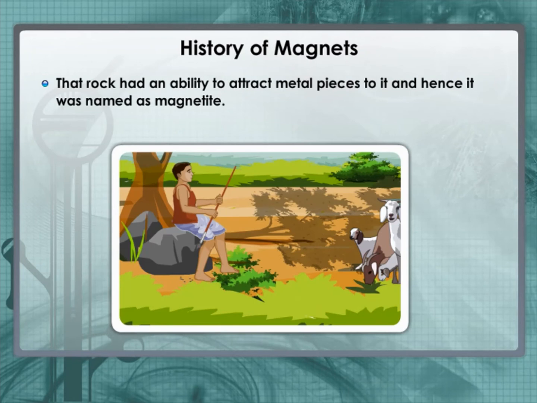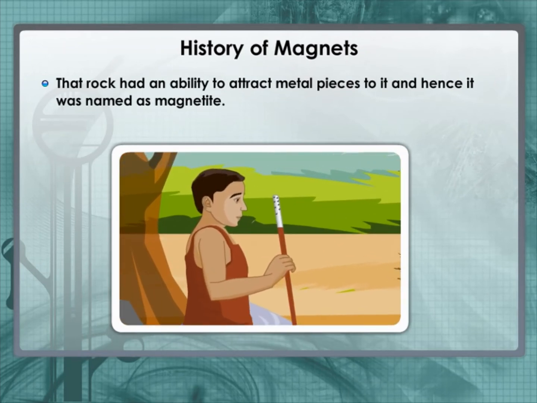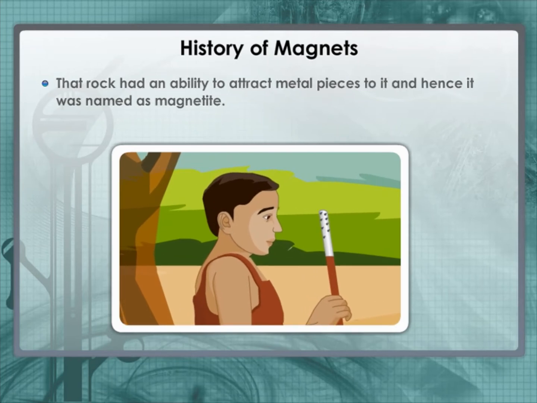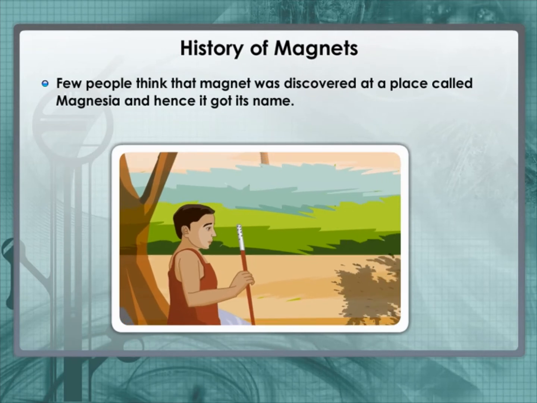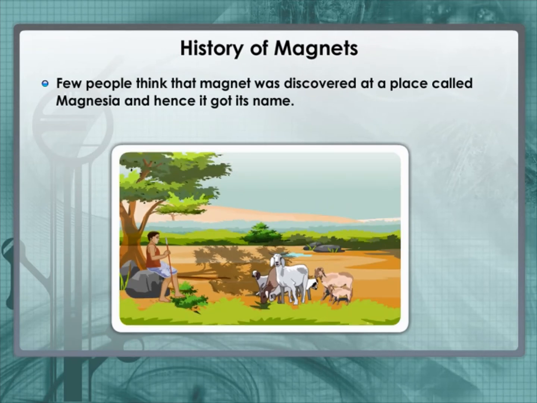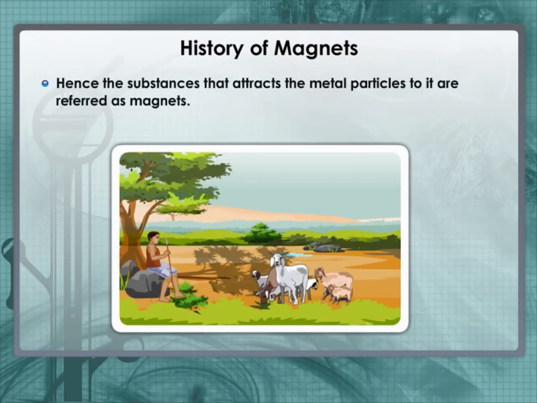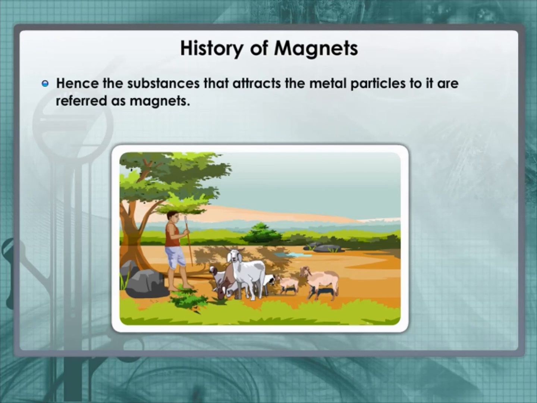That rock had an ability to attract metal pieces to it, and hence it was named as magnetite. Few people think that magnet was discovered at a place called Magnesia, and hence it got its name. Hence, the substances that attract the metal particles to it are referred to as magnets.